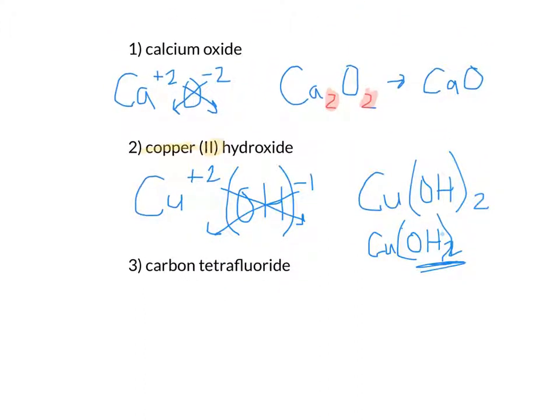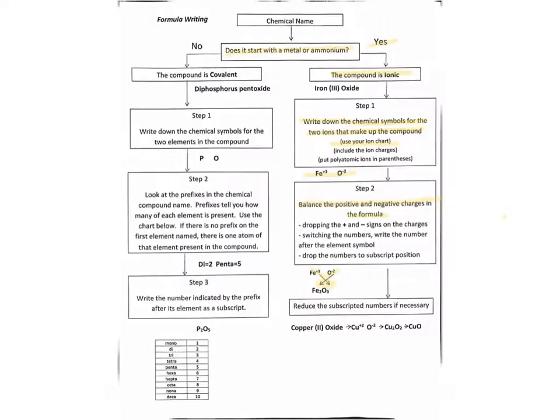The last example that I have here is carbon tetrafluoride. My first element here is carbon, and if I go back to my flow chart, I look it up: is it a metal or a non-metal? Remember, that's our first starting point. I'm going to see that carbon is a non-metal, so we're going to go down the opposite side of the flow chart. Now we have a whole new set of rules. Does it start with a metal? No, it doesn't. So this is going to be covalent. Now, a totally different set of rules.